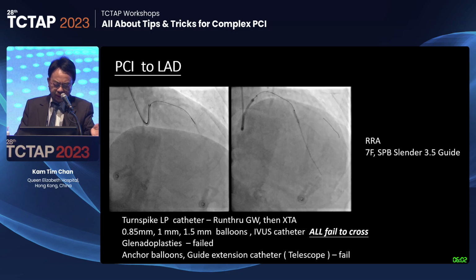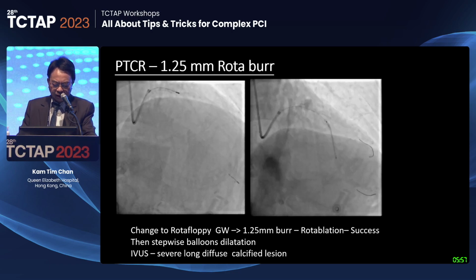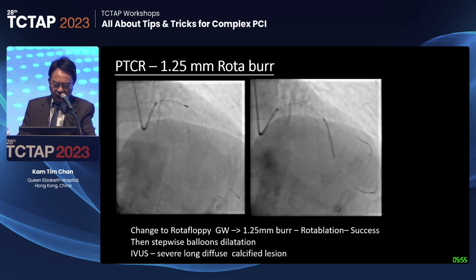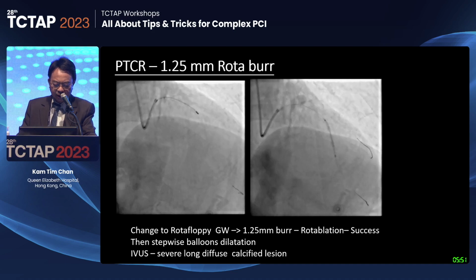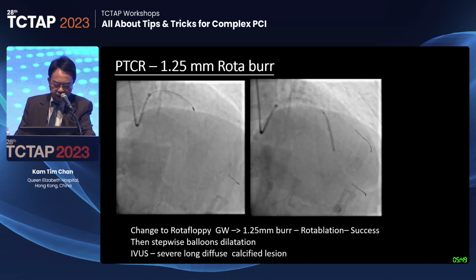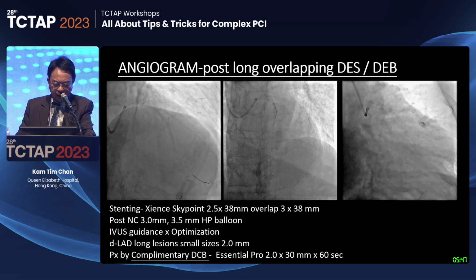So we use the anchor balloon technique, guide extension. Again, we fail to pass anything. Well, no choice. We need to change to a Rotor floppy guide wire, perform rotational atherectomy, and then stepwise balloon dilatation. And we perform IVUS, which demonstrates very severe long diffuse calcified lesions.